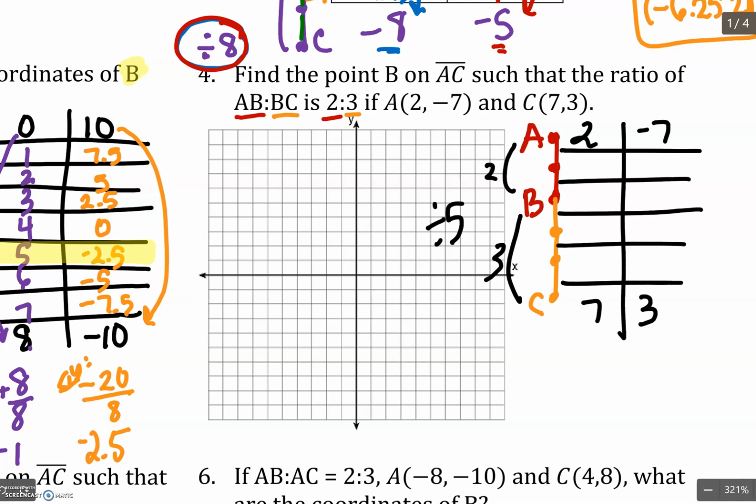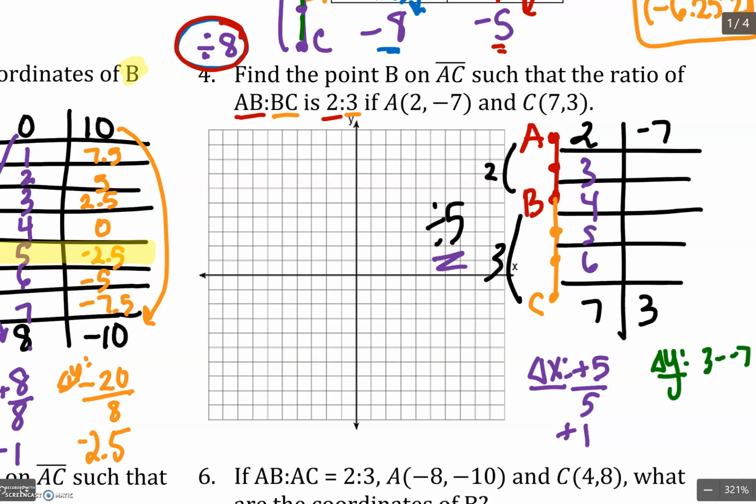So to get from 2 to 7, we have to add 5. Dividing that into 5 pieces means we should add 1 for each line. So 3, 4, 5, 6. For your y values, to get from negative 7 to 3, if you're not sure, y2 minus y1, you can see that we're adding 10. We're going to divide that into 5 pieces and really add 2 for each row. So negative 7 plus 2 is negative 5, plus 2, plus 2, plus 2. And you can see that you land at 7, 3 like you're supposed to.